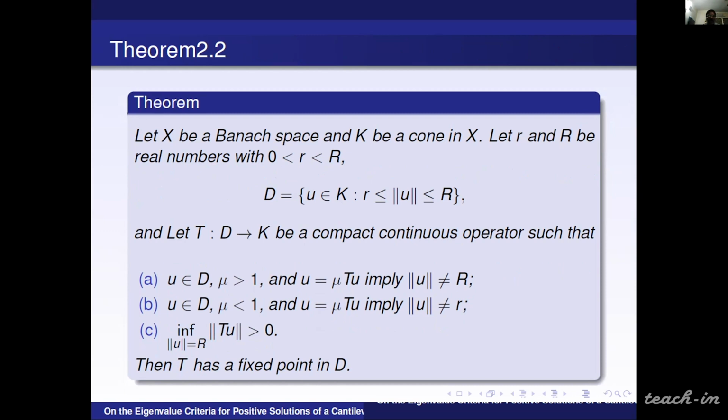compact continuous operator with the property that u equal to mu Tu with mu greater than 1, then the norm of u will never be equal to R. And if u equal to mu Tu with mu less than 1, then the norm of u will never be equal to small r. And this infimum should always be greater than 0, then T has a fixed point in the domain D.